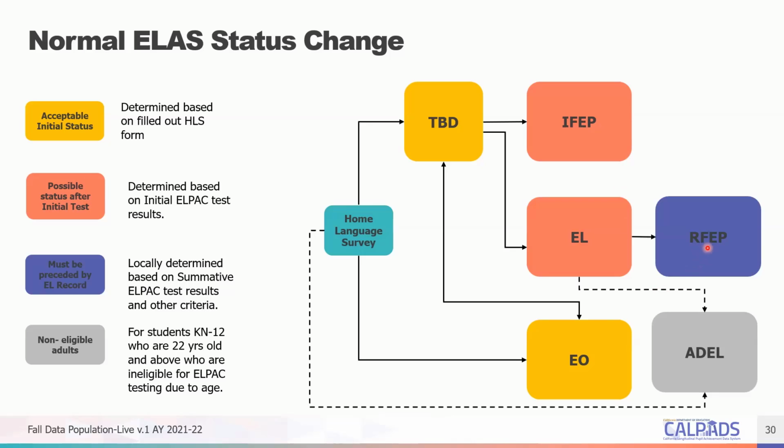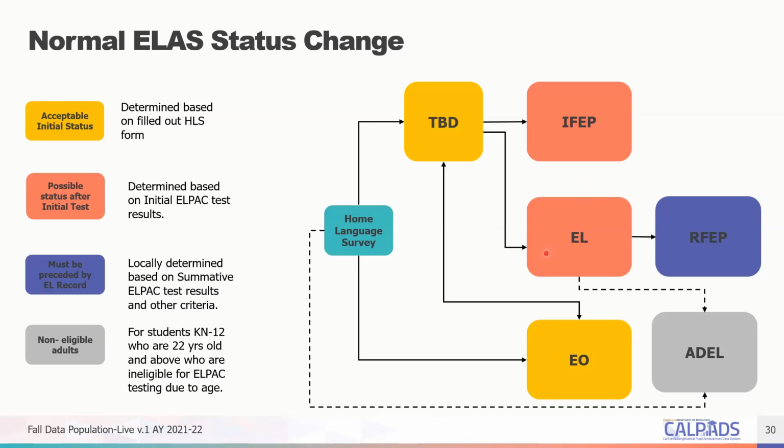Okay, and then RFEP is the eventual endpoint for an EL student. So if an EL student is tested during the summative period of testing, which is the later part of the year, and is considered to be fluent, then you will report in CALPADS an RFEP status.